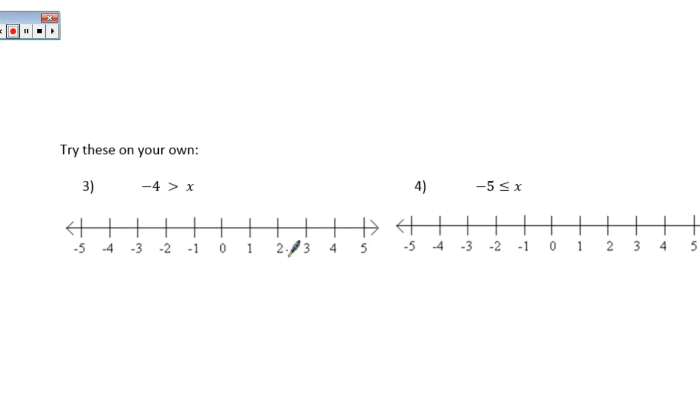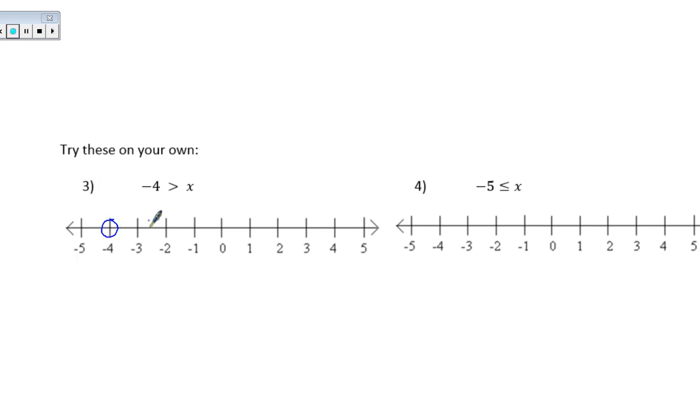Okay, so hopefully you took a minute to try these both on your own, but let's go over them just to make sure you did it correctly. So in number 3, we had -4 is greater than x. So start by finding your number that is dealing with an inequality. So we have -4. We're going to draw a circle over it. And we have a greater than sign, so we're not going to shade in this circle. It is going to be an open circle.